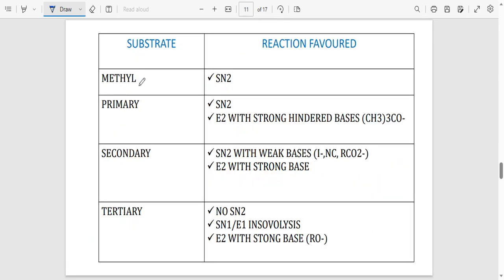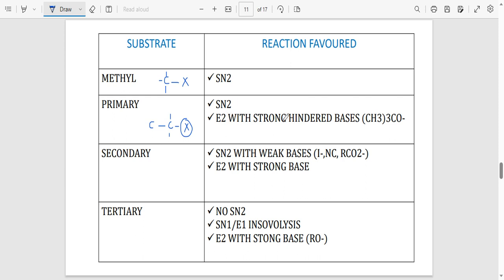Now, as a summary, when you have a methyl substrate, the reaction is more likely to happen by an SN reaction, and that is SN2. So for methyl, it doesn't matter what the conditions are, it will happen by SN2. A methyl means you have a carbon with 3 hydrogens and your halogen there. For a primary, you have a carbon bonded to another carbon, and this carbon is the one which contains the halogen. So this one can happen by SN2 or E2.